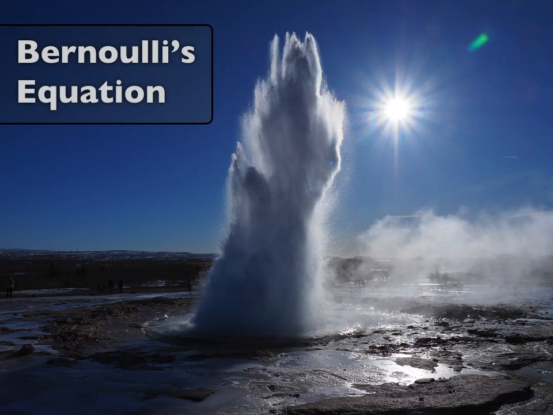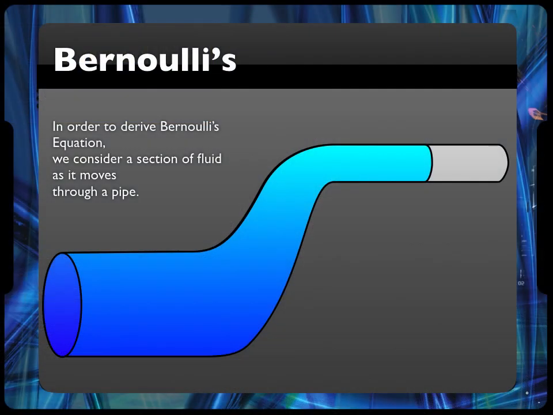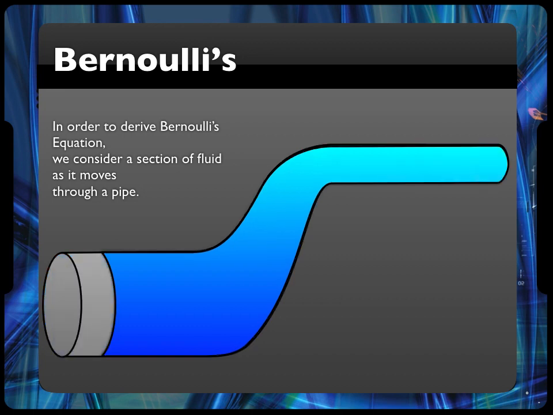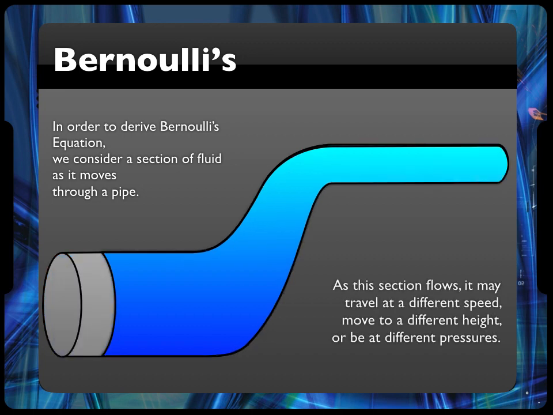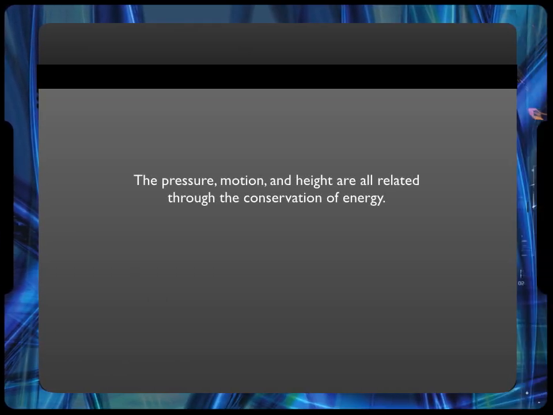Next up, we'll learn about Bernoulli's equation, which describes conservation of energy in an incompressible fluid. Continuity describes conservation of mass. Bernoulli describes conservation of energy. In order to derive Bernoulli's equation, we consider a section of fluid as it moves through a pipe. Here's a section of fluid, and here it is some time later. As that section flows, it might travel at different speeds, it might move to a different height, or it might be at different pressures. The pressure, the motion, and the height are all related through the conservation of energy.